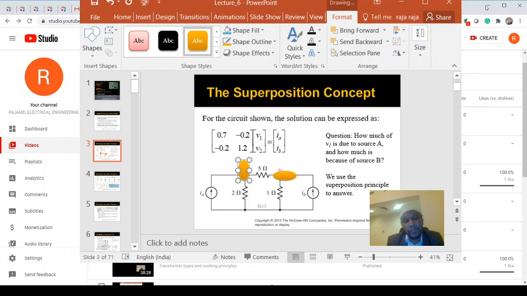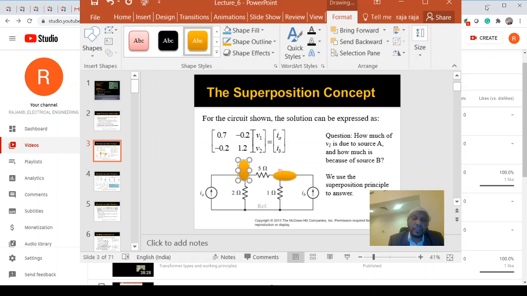Similarly, we can calculate V2 dash in the first case and V2 double dash in the second case. Once you have V2 dash and V2 double dash, in case 3, if you want V2, you have to add V2 dash plus V2 double dash, and that is equal to your V2.